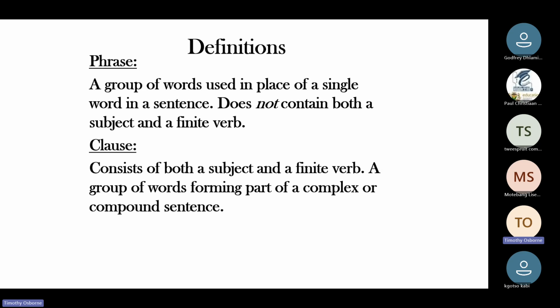And just to explain things further, this is the definition of a clause for comparison. A clause consists of both a subject and a finite verb. There, we've already said that. It is a group of words forming part of a complex or compound sentence. Okay. There we have our definitions. We all understand that now. We'll look at a few examples.